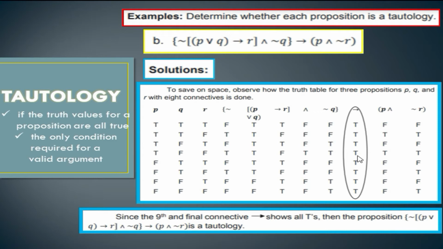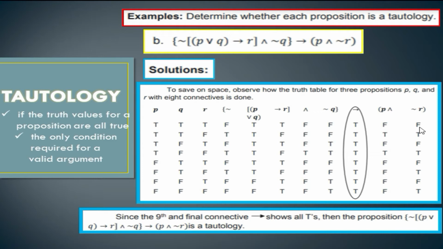So let's move on to P and not R. We'll start first at the column not R. So we have R here in the third column. To get a negation, the negation of T is just F, F is just T, T is just F, and so on. After that, we need to get P and not R. So is it true or false?